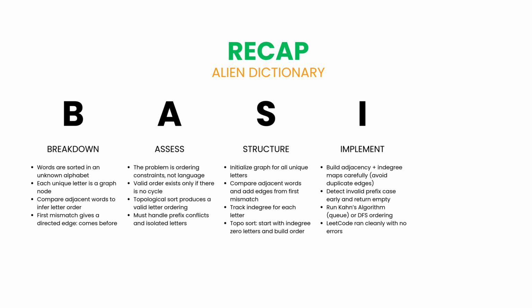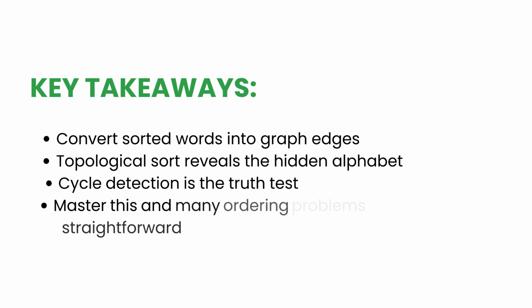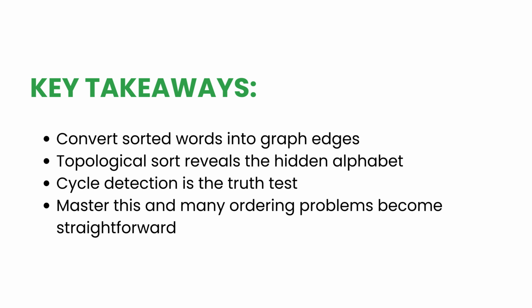The solution ran cleanly on LeetCode with no errors. We confirmed it behaves correctly on valid dictionaries, returns an empty result when a cycle makes ordering impossible, and also returns empty for the invalid prefix scenario. And of course, all test cases passed. The key takeaway is, turn sorted words into graph edges, then let topological sort reveal the hidden alphabet. And cycle detection is the ultimate truth test. Master this pattern, and a lot of ordering problems become straightforward.